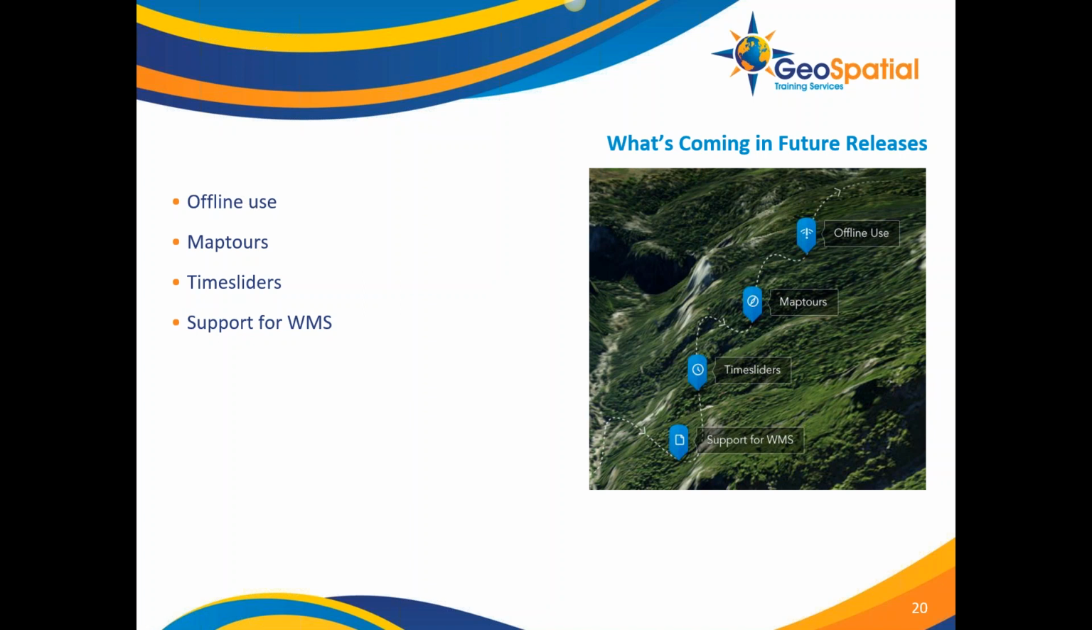All right, so basically what it's going to do is it's going to cache certain information while you have an internet connection, and then when you go out in the field or somewhere where you don't have an internet connection, it will use that cached data to give you the ability to continue to use ArcGIS Earth even though you don't have a connection. Other things include map tours.